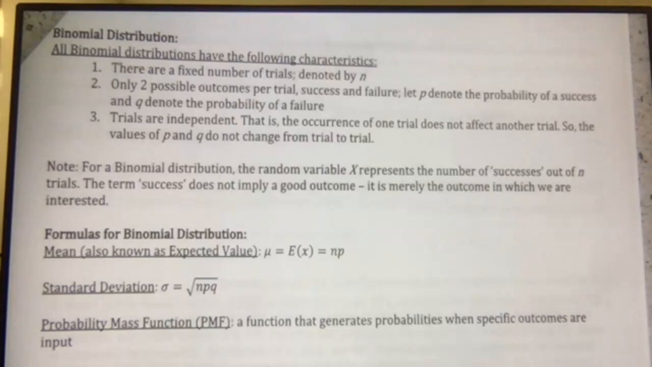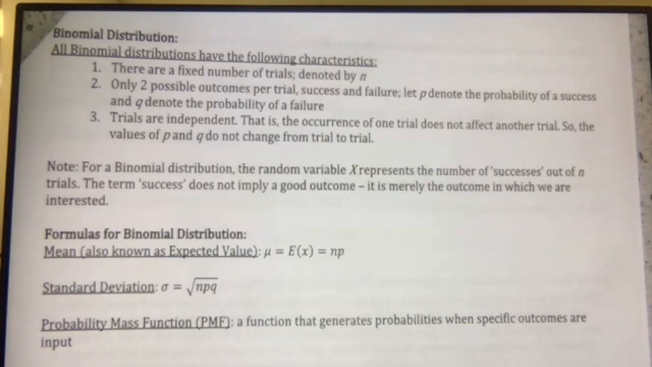Again, let P denote the probability of success, and this time Q is the opposite, so Q is the probability of failure. That's just what they use, P and Q. Trials are independent, meaning the occurrence of one does not affect the other. So P and Q don't change from trial to trial; they always stay the same. For a binomial distribution, the random variable x represents the number of successes out of n total trials.